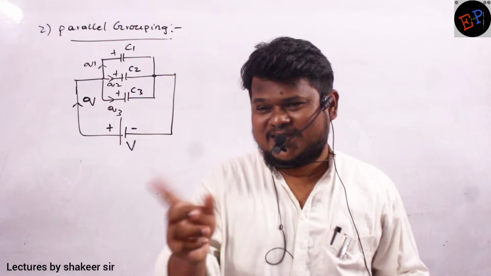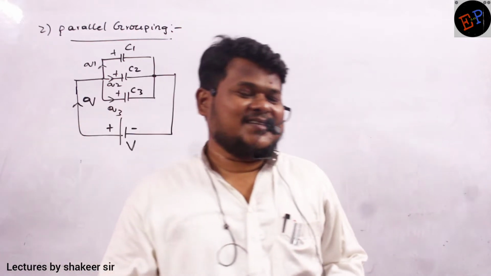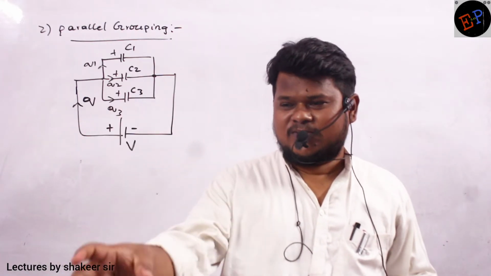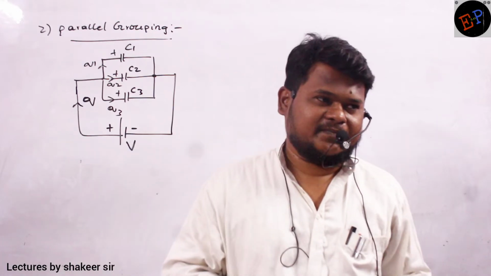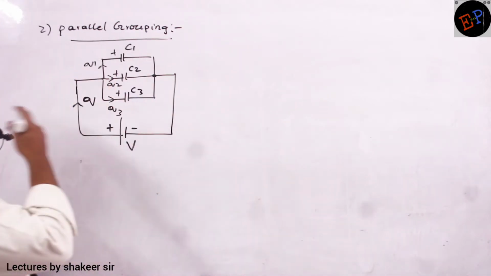In series connection, the battery did not supply charge to every capacitor. In series connection, the battery gave charge only to the first plate of the first capacitor. Clear? But here distribution of charges is there.